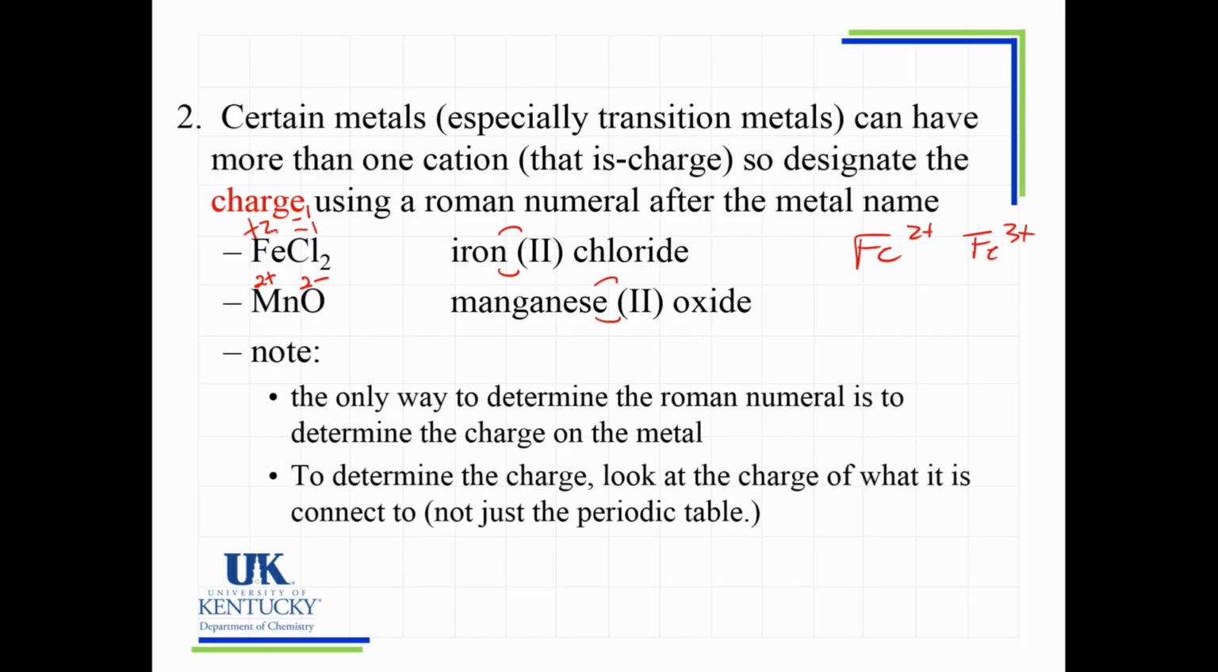Okay, a couple more things to note. The only way to determine that Roman numeral is to know the charge on the nonmetal, or the anion, and then calculate the charge on the metal. That's what the Roman numeral is, okay? So the second point there is, how do you determine that charge? Look at the charge of what it's connected to. You'll always be able to know what the charge of the anion is. And once you know the charge of the anion, you'll be able to calculate the charge on the metal, and that will give you the answer to that.